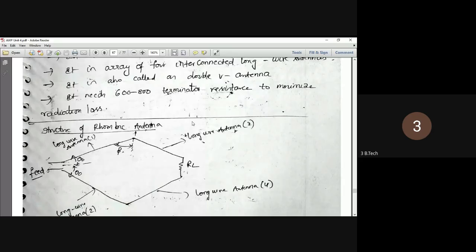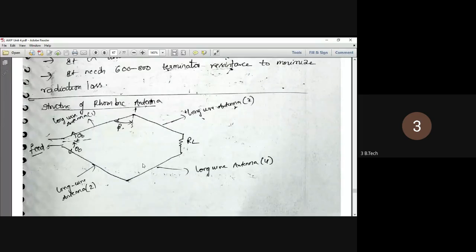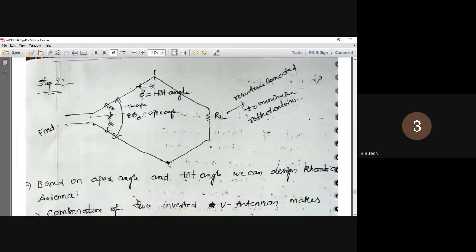Here the 2 longer antennas intersect at a point at an angle. It is called the tilt angle, and the angle which the 2 longer antennas make with respect to the axis is called 2 theta naught. Here you can say theta naught plus theta naught, 2 theta naught. It is called the apex angle. So based on the tilt angle phi and the apex angle 2 theta naught, we can design the rhombic antenna. And here in the rhombic antenna, as usual, the other end is terminated with the load resistance to minimize reflection losses.